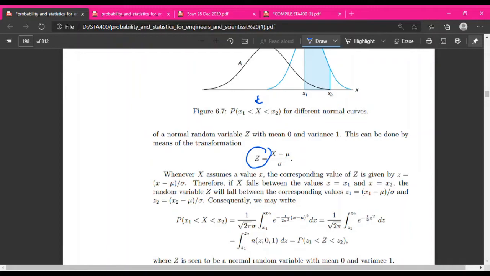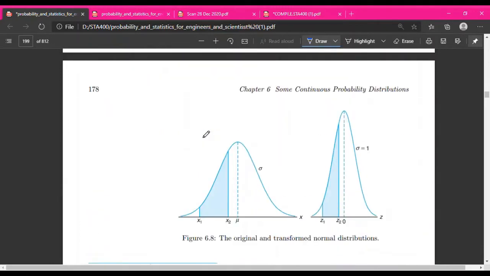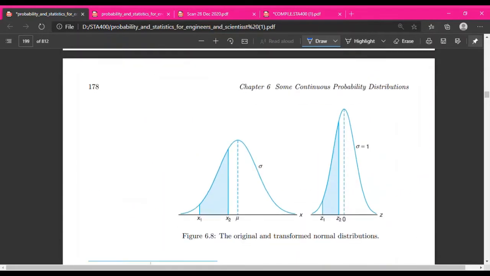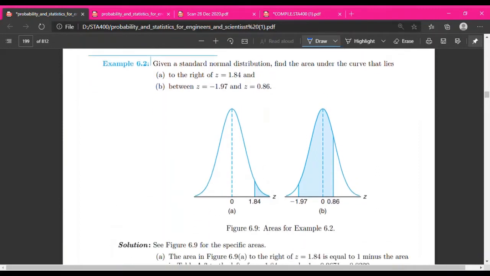Okay, dalam table tu, value-nya adalah Z. Kat bawah tu adalah value Z di sini. Okay, let's see. Alright. Given a standard normal distribution, find the area under the curve that lies to the right of Z 1.84 di sini. Nak cari probability di sini. Find the area under curve ni maksudnya nak cari probability lah. Probability of Z more than 1.84. To the right kan maksudnya probability of Z more than 1.84. Di sini dah Z dah ni.